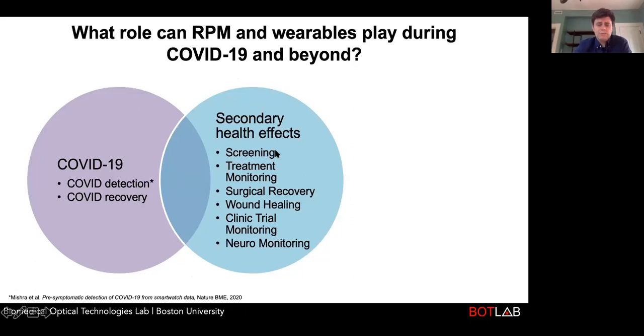So screening, can we screen patients at home for different diseases? Treatment monitoring, patients still need to have surgery during the pandemic, but can they do the recovery at home? Wound healing is huge, need lots of care. Clinical trial monitoring and neural monitoring are just some.